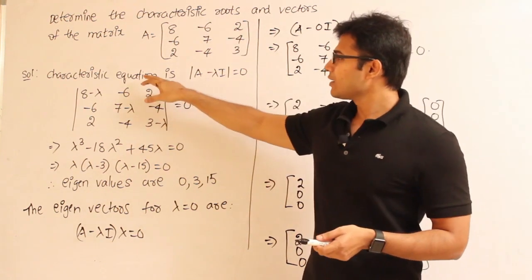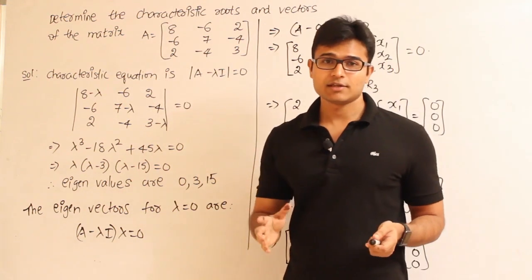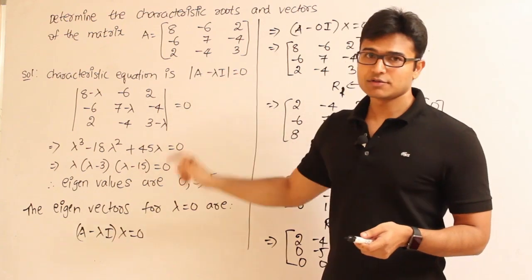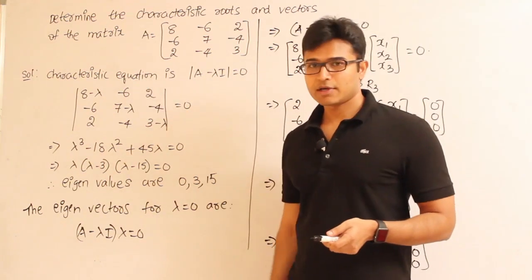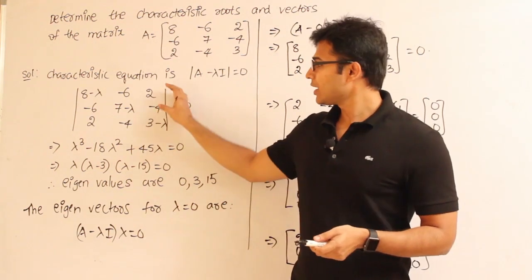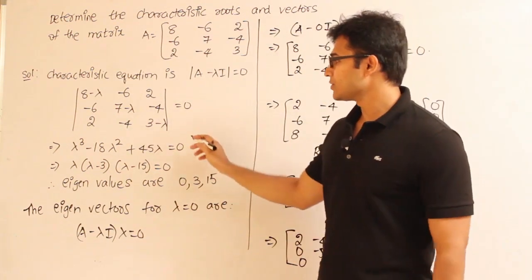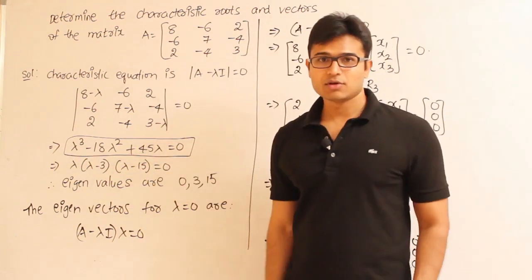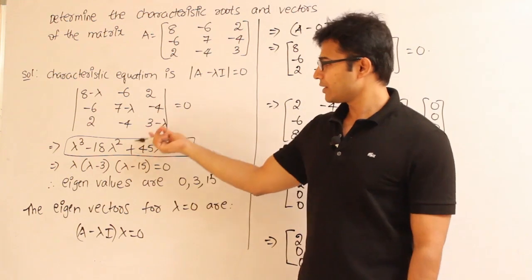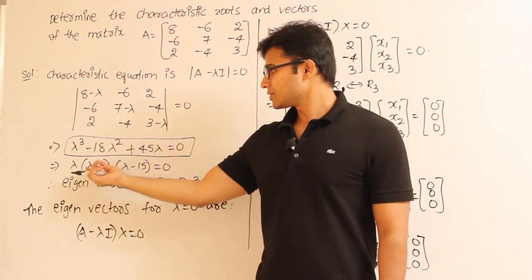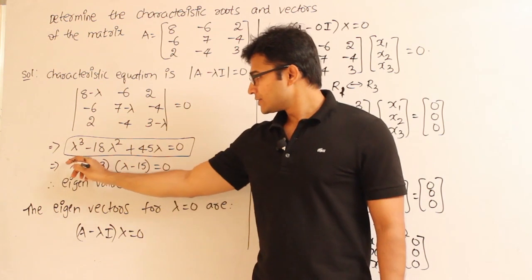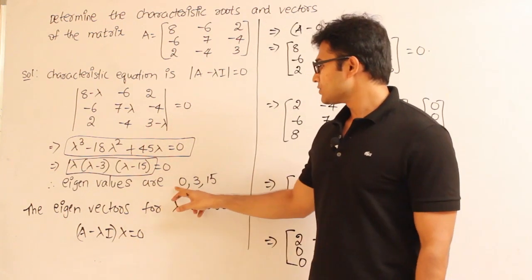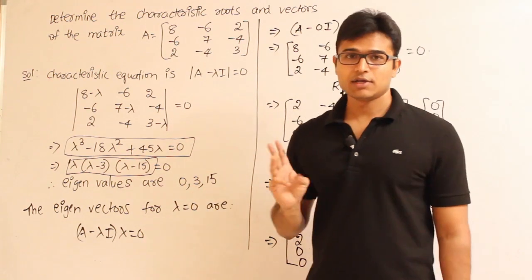How can we find them? Write the characteristic equation, which is nothing but the determinant of A minus lambda I equal to 0. So I am just putting A minus lambda I equal to 0 here. Then I'll get this equation. Now if you write this and simplify it, you'll get this. I am just directly writing it. From this you can understand that this equation can be written like this. Therefore the eigenvalues are 0, 3 and 15. We have 3 eigenvalues here.